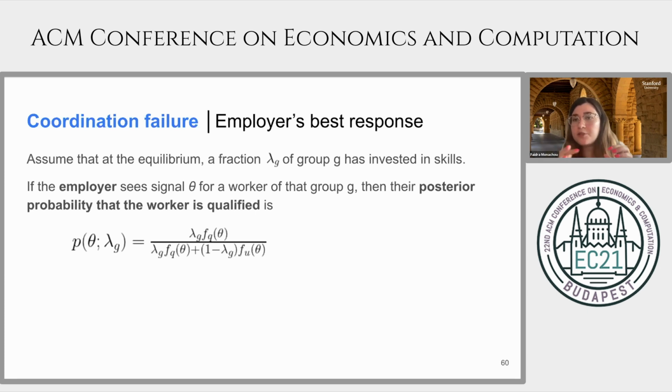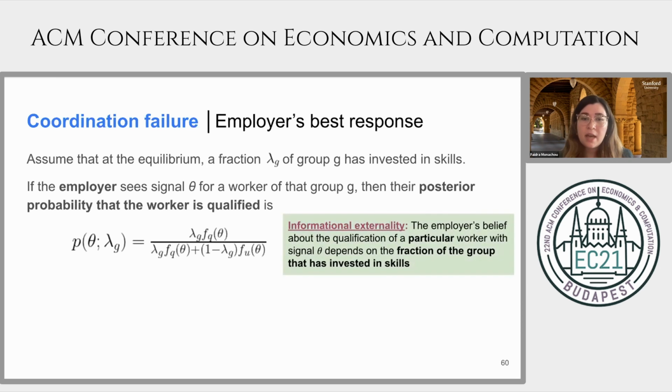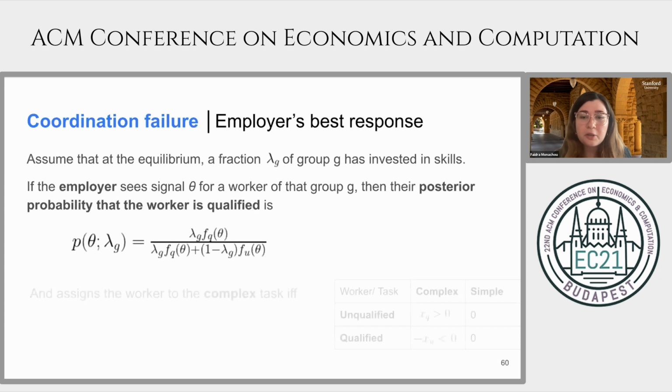But let's forget the math and focus on what this probability really says in economic terms. It says that there is an informational externality here. The employer's belief about the qualification of a particular worker with signal theta actually depends on the group decision, on the fraction of the group that has invested in skills. This is what the employer will do, whether we like it or not.